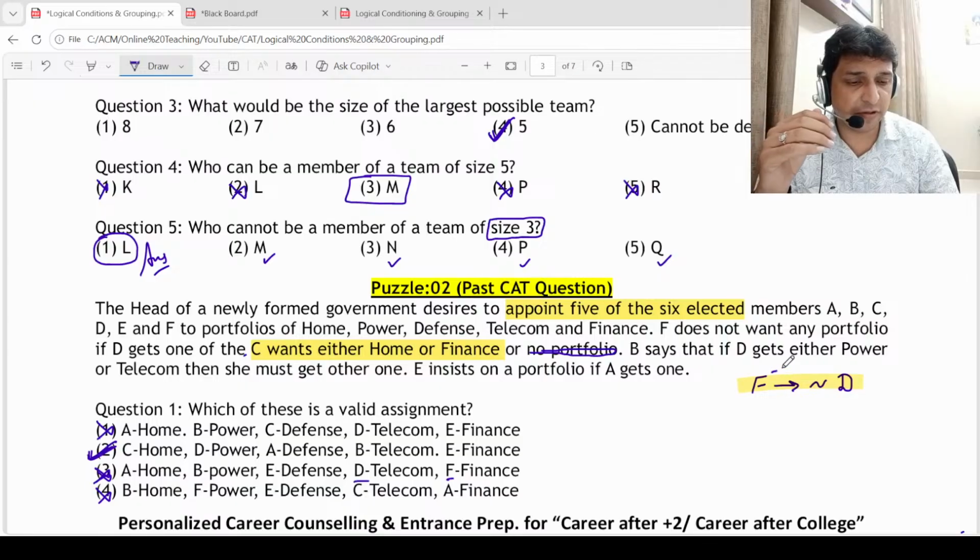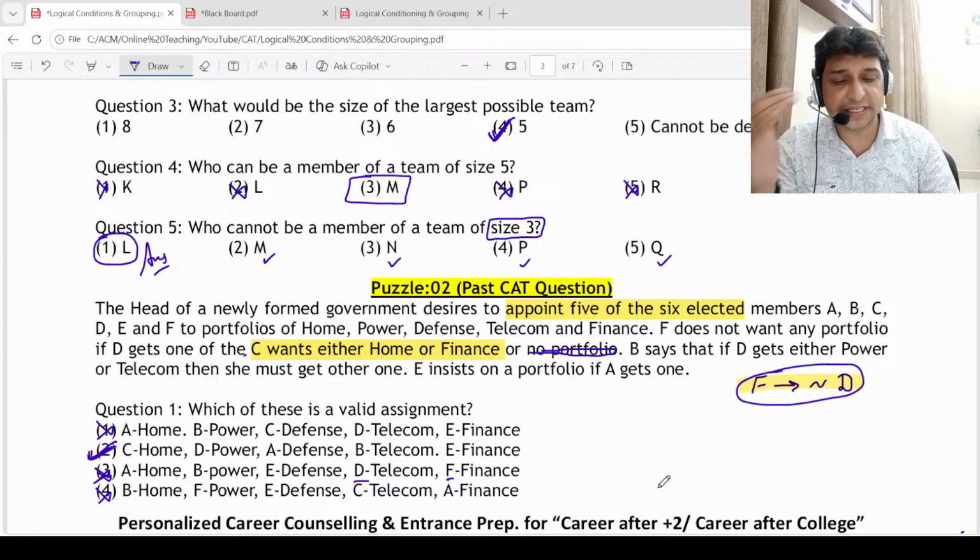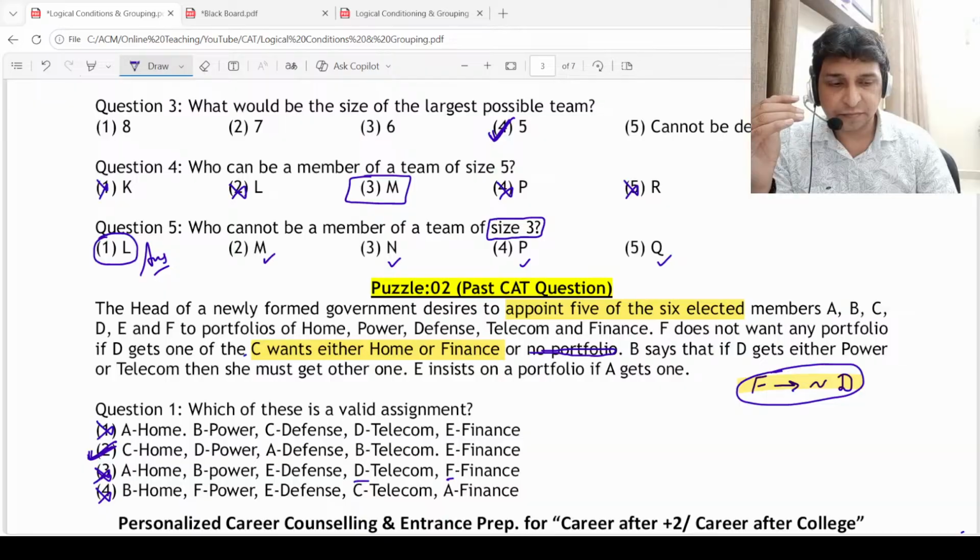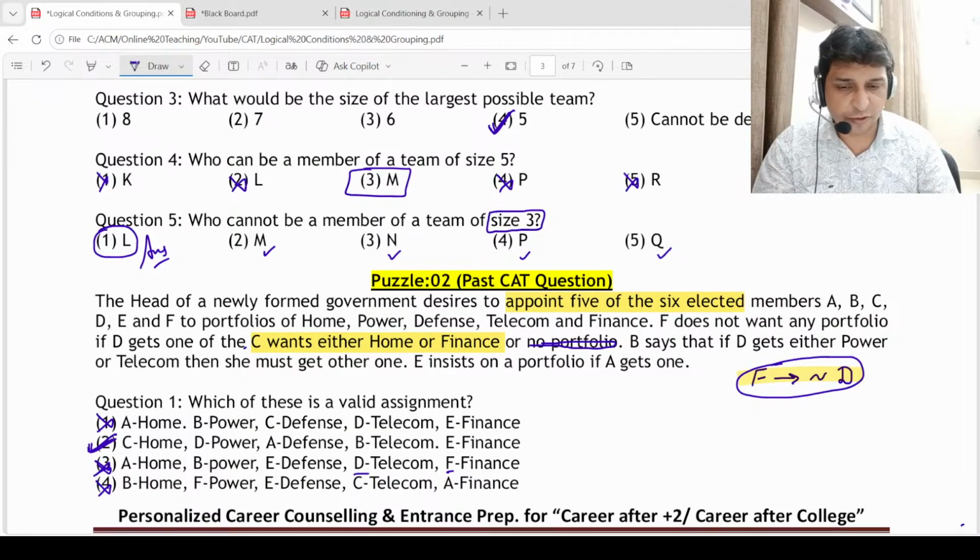If you are aware of the signs, as we just discussed in the beginning of the class, that will definitely give you an edge over the other students. Let's go for the next question.